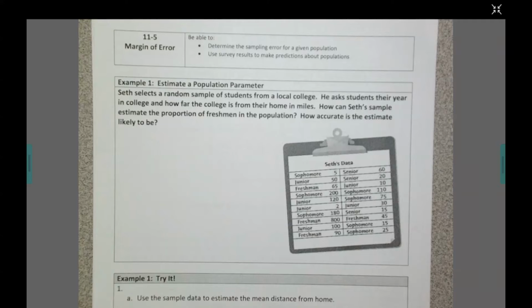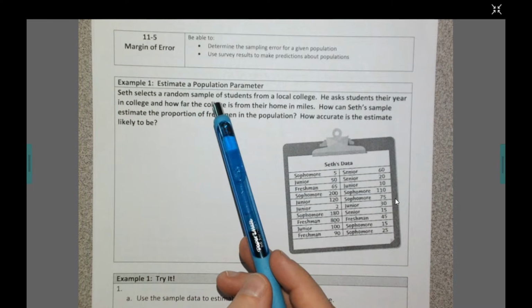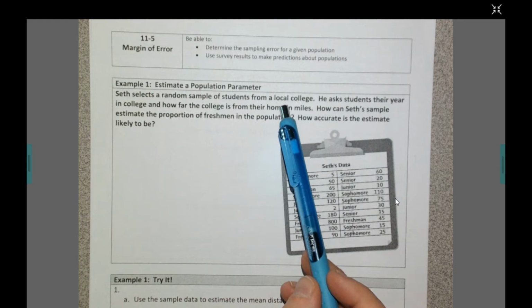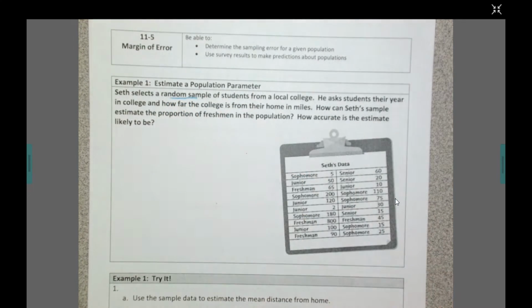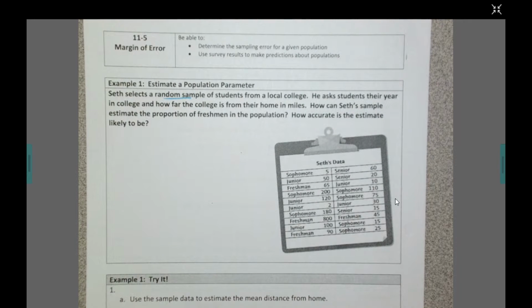All right, 11.5 starts talking about margin of error, and we're going to make predictions using margin of error. So in this scenario, we have Seth. It says he selects a random sample of students from a local college. There's a key right there. It's random. Okay, so we're going to assume that he selected these perfectly random. He has students that are in college and how far the college is from their home in miles.